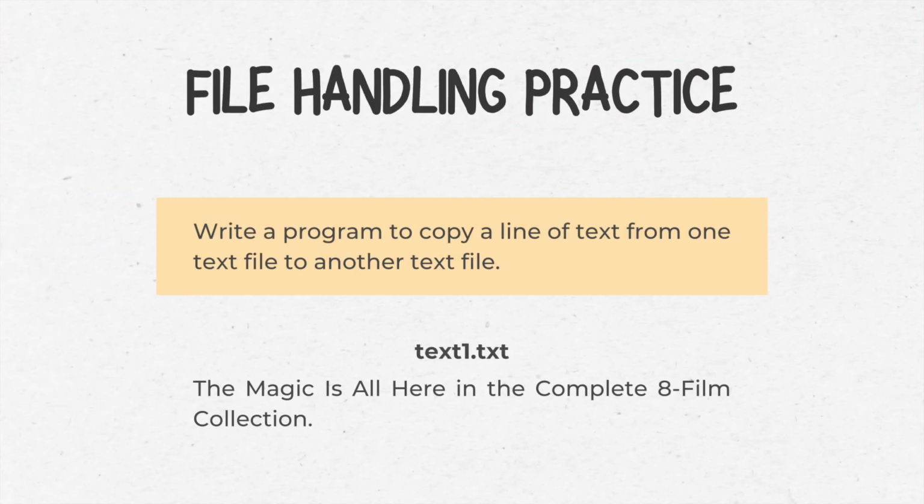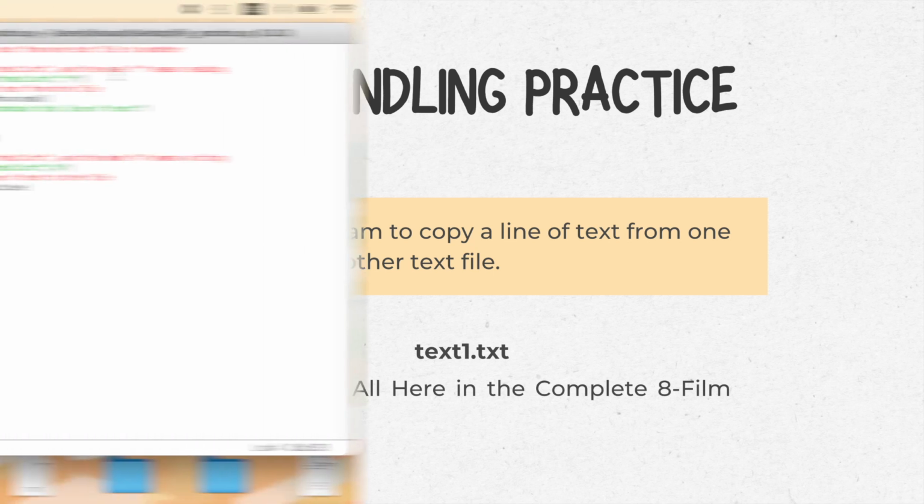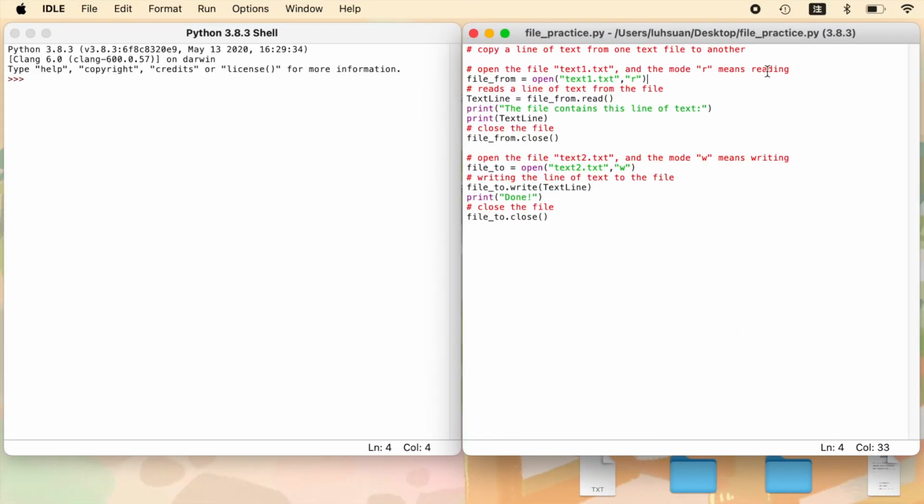The last exercise is to write a program to copy a line of text from one text file to another. The following is the text1.txt provided and the contents of the file: The magic is all here in the complete A-file collection. First, you need to open the file text1.txt for reading. Then store the read text in the variable textLine. Print the textLine and close the file.